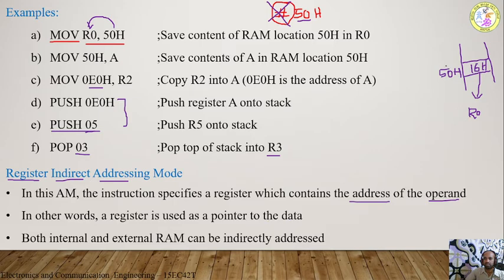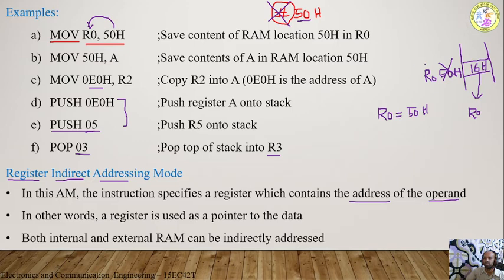For example, there is an address 50, and inside the address 50 there is data. This address 50 can be put inside a register. For example, if I use the register R0, let us assume that the content of register R0 is 50H. What I will do, I will store the data 50H into register R0. Now, instead of using this 50H here, I can write R0, because the content of R0 is nothing but 50H now.